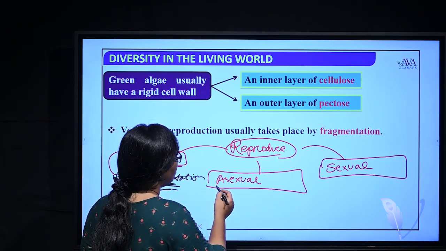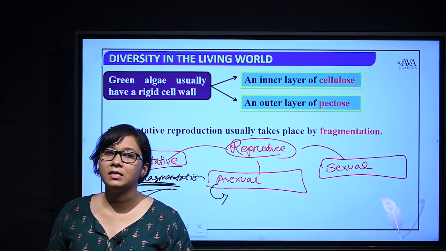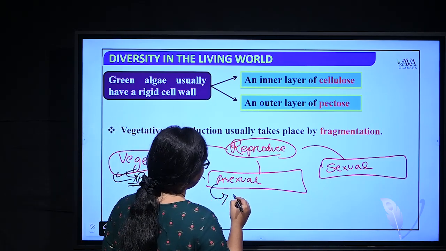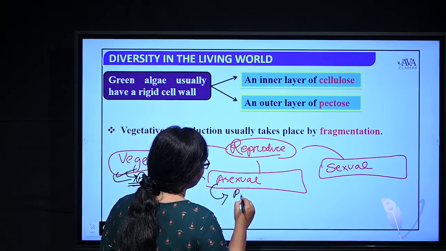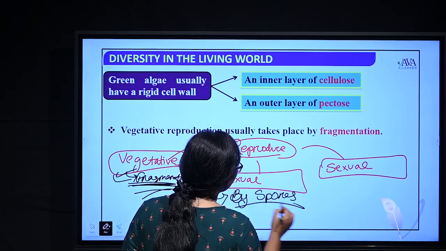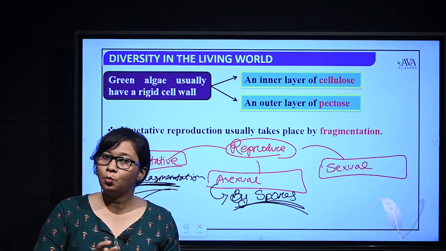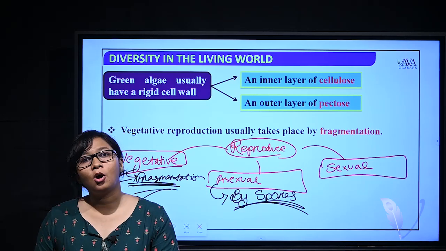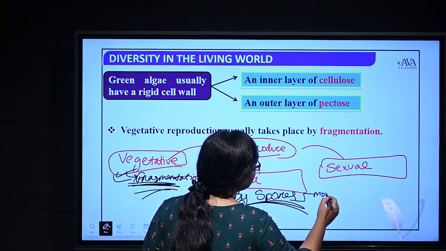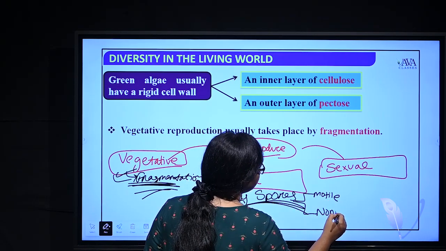So, let us look into the asexual process. Generally, the asexual process is carried out by means of spores. As you know, spores can be in motile form and they can be in non-motile form.